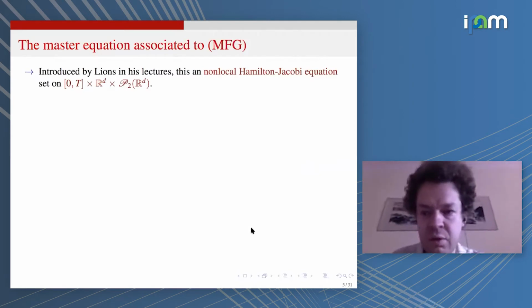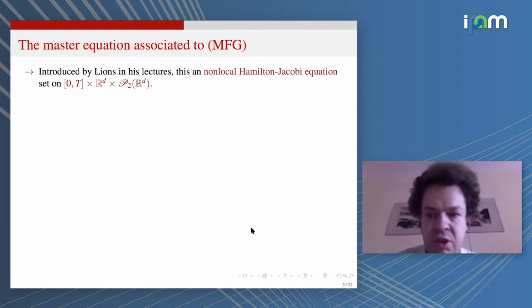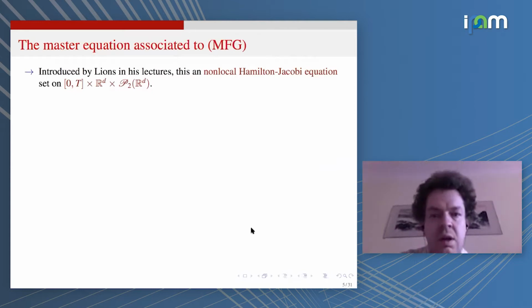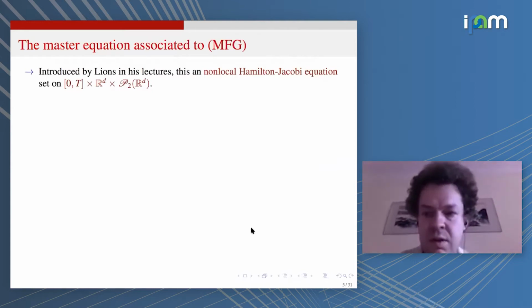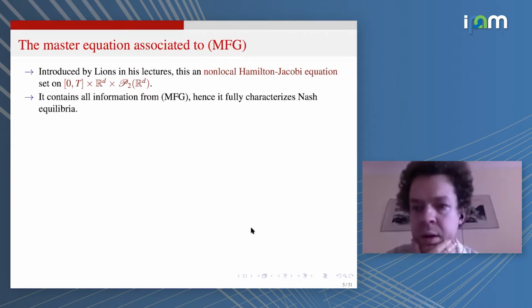So the master equation was introduced by Lions, and he was inspired by such equations already out there in statistical physics, if you want. But this is a different sort of equation. This is a non-local Hamilton-Jacobi equation set on the physical space, which is time cross R^d, and the variable rho will enter in the equation as well. What I mean by this, I will explain in a moment.